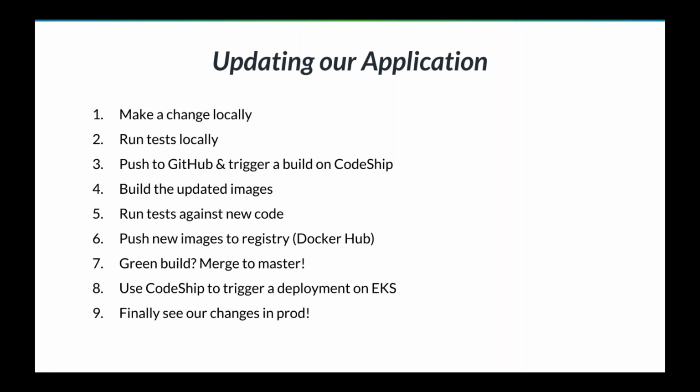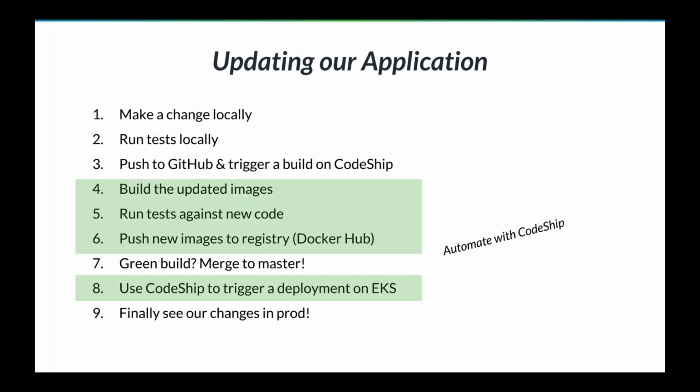If that's all green, we have a green build, then we're fine to merge to master. Once we merge to master, and only when we merge to master, do we actually want to trigger a deployment. So I don't want a deployment going out to my cluster on a feature branch. That is very dangerous. So I want to make sure to restrict those deployment events only to master branch. And then finally, after that's all finished, I can see our changes in production.